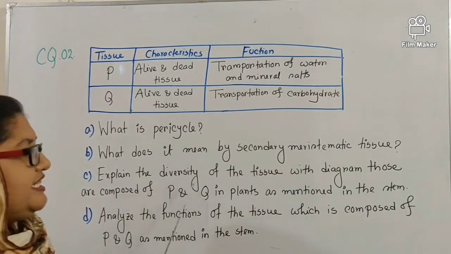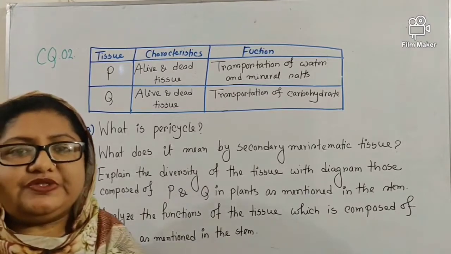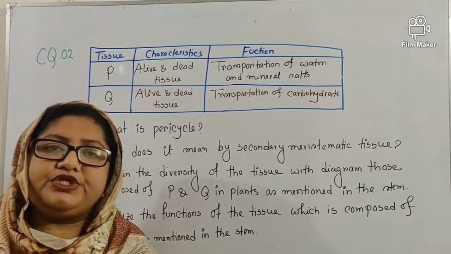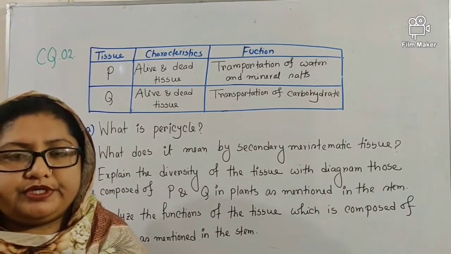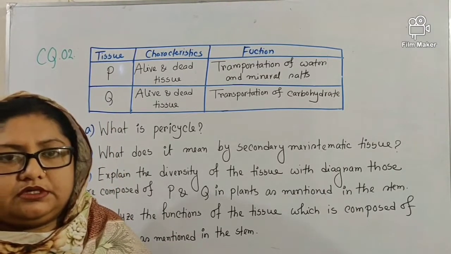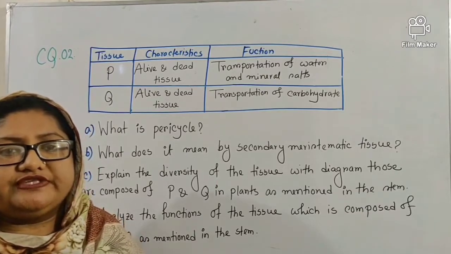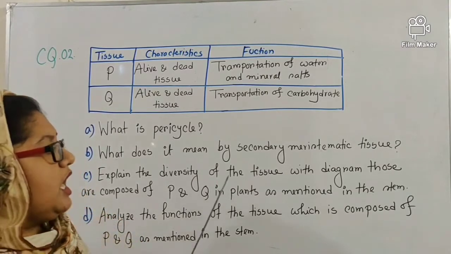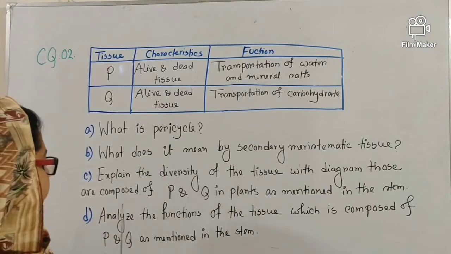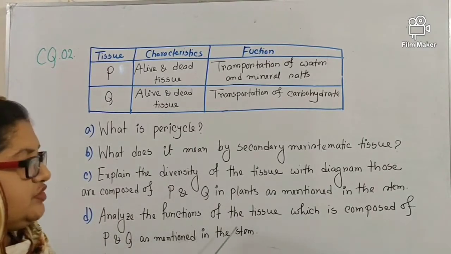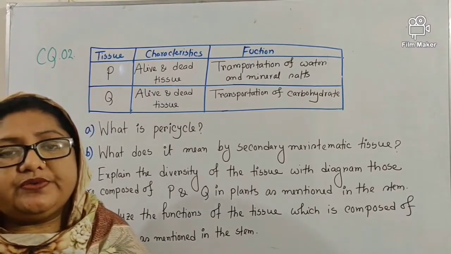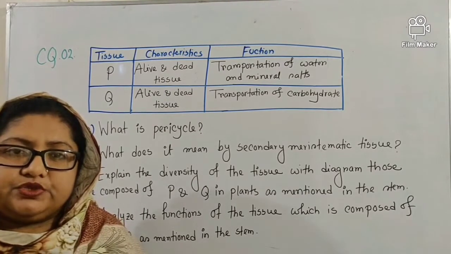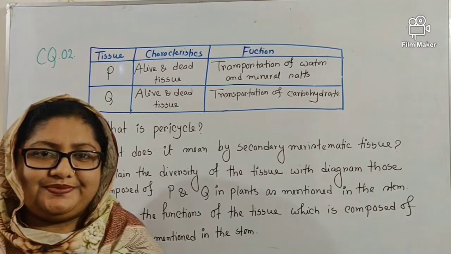You are asked to write the diversity of the tissue. That means there are different types of xylem and phloem tissue. You have to explain the types of xylem and phloem tissue. That means the classification of xylem and phloem or vascular bundle with diagram. In case of D, analyze the function of the tissues which are composed of P and Q. So in this case, you will write down the functions of vascular tissue.